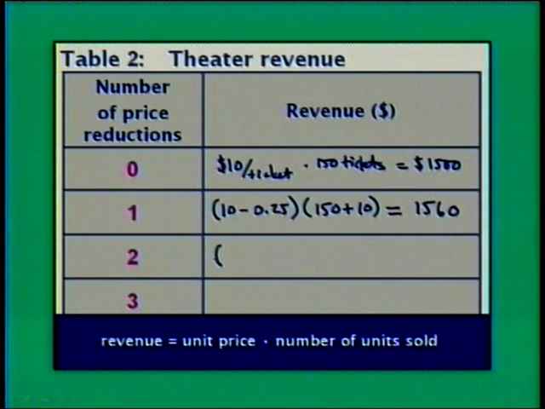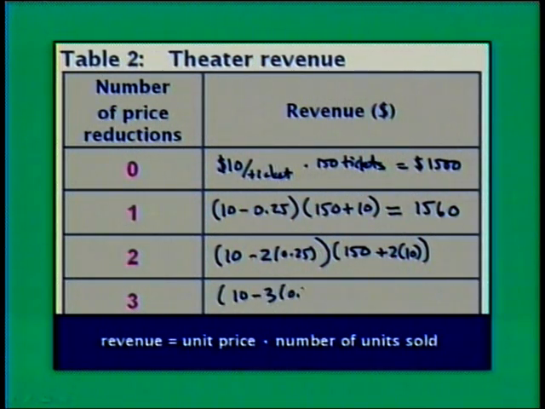So I'm leaving my expressions in pure, raw form so that we can see a pattern. After two price reductions, we start with our $10 per ticket, and we're going to subtract 25 cents twice. How many people attend? Originally 150 people attend, and for each price reduction, 10 more people come, so now there are 20 more. How about if there are three reductions? Now we're going to subtract 25 cents from the original $10 three times, so we're subtracting 75 cents. And now 30 more people are coming.